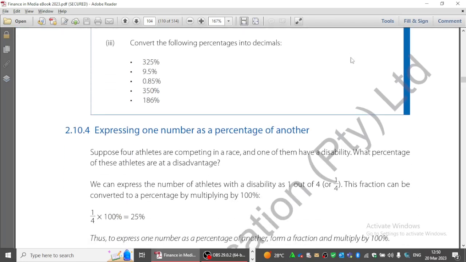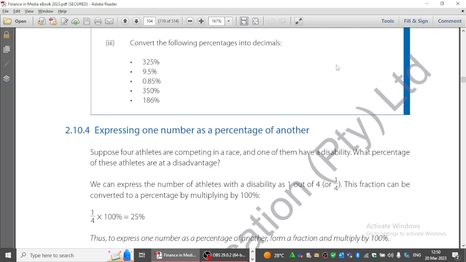Expressing one number as a percentage of another. So this is what I was busy explaining, that 1 out of 4 can be expressed as a decimal, 0.25, which could also be expressed as a percentage of 25. So here they're showing you how it's done. The first step is to carefully convert this into a decimal, and from the decimal you can convert it into a percentage. That's the best way if you want not to make any mistake. So you can apply that.